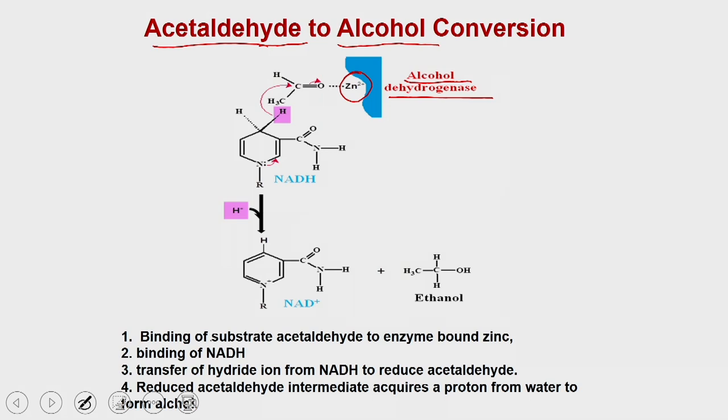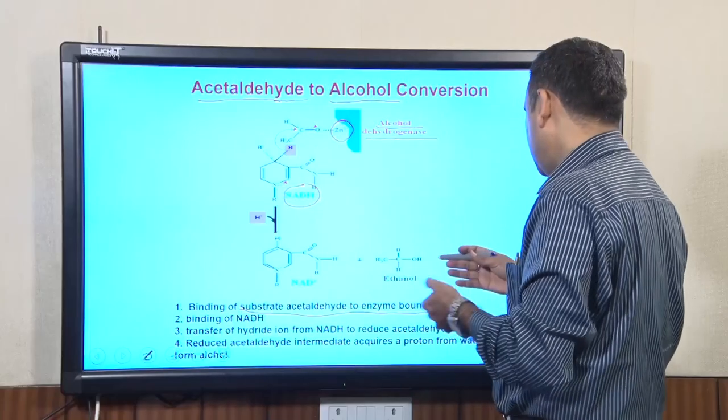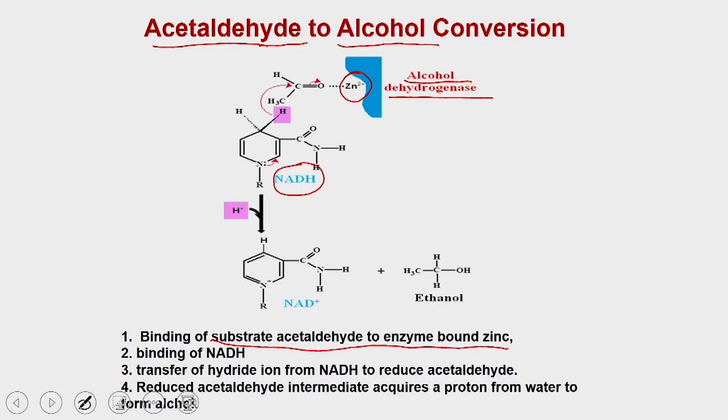So in the first step, the substrate acetaldehyde is binding to the enzyme bound zinc with a coordinate bond, and then the NADH is also binding to the enzyme in the second step, and then in the third step there will be a transfer of hydride ion from the NADH to reduce the acetaldehyde. Once the acetaldehyde is reduced, it generates an intermediate, and that intermediate is getting the proton from the water molecule, and ultimately the NADH is getting converted into NAD plus, and the acetaldehyde is getting converted into the ethanol.